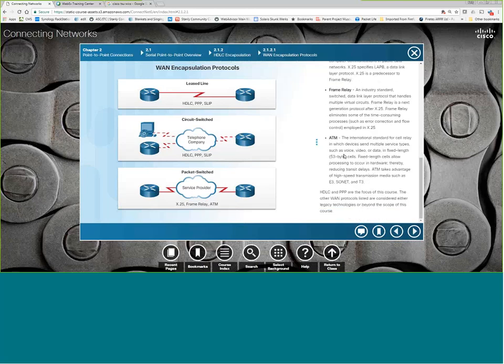And then last but not least is ATM, which is cell-based, with a 53-byte cell. Again, the only thing I really need to know there is that it was designed to move multiple types of traffic, voice, video, and data, and that it uses 53-byte cells: 48 bytes for data and 5 bytes for the control header.